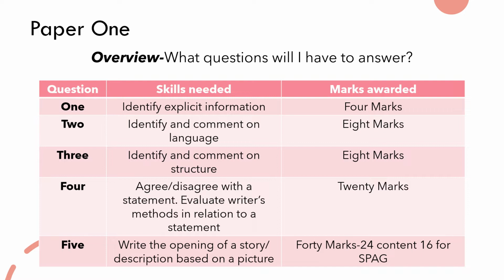This is the really big creative writing question. It's worth a massive 40 marks, which is 50% of the exam paper, and you have to think about describing either an image or a scenario, and you get 24 marks for your content and organisation. So that is things like how have you structured it, how have you used certain techniques and methods to get your ideas across, and 16 marks for your spelling, grammar and punctuation.